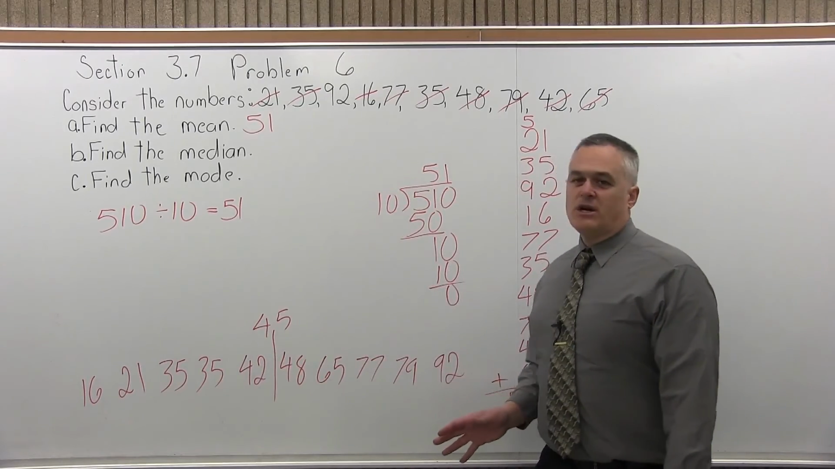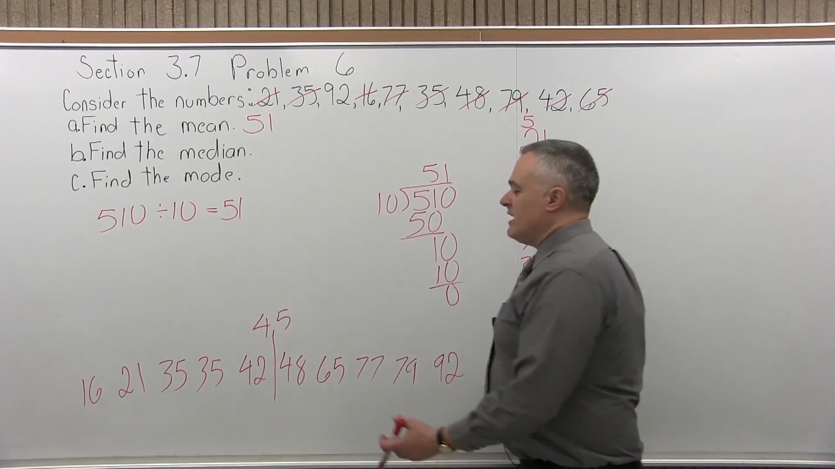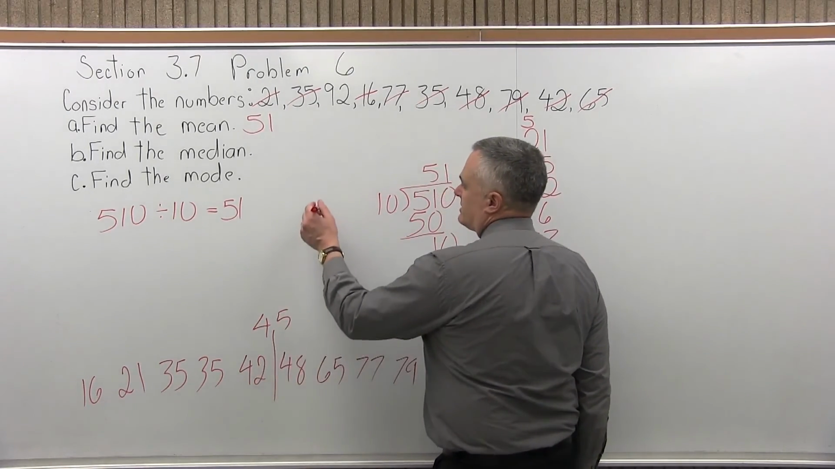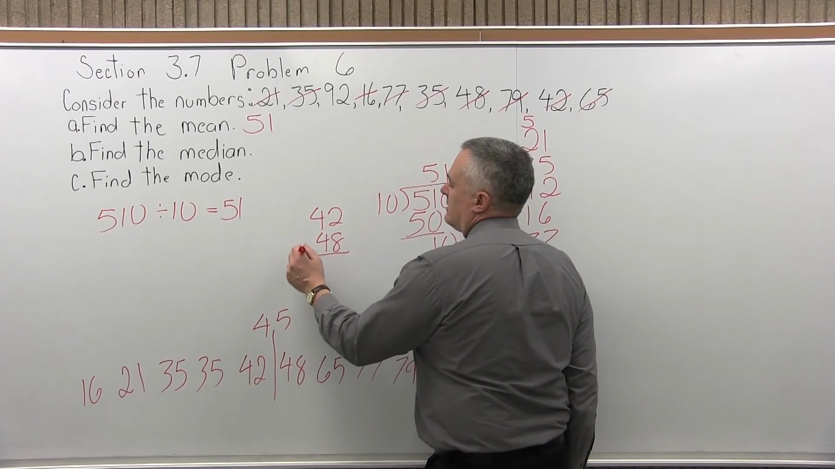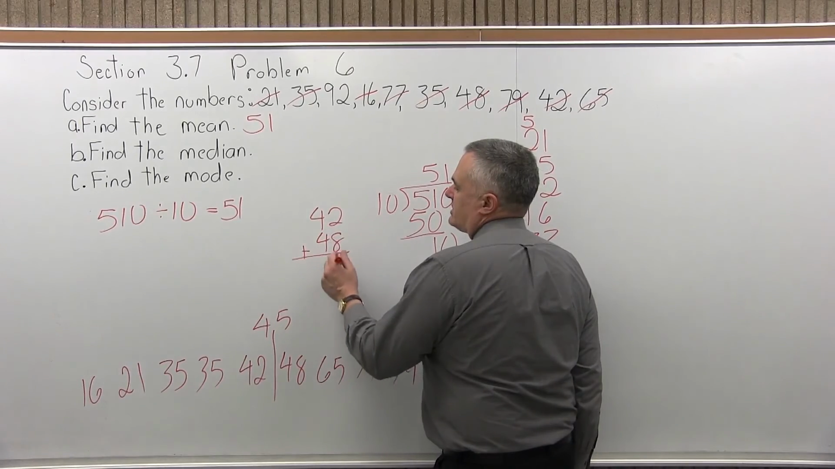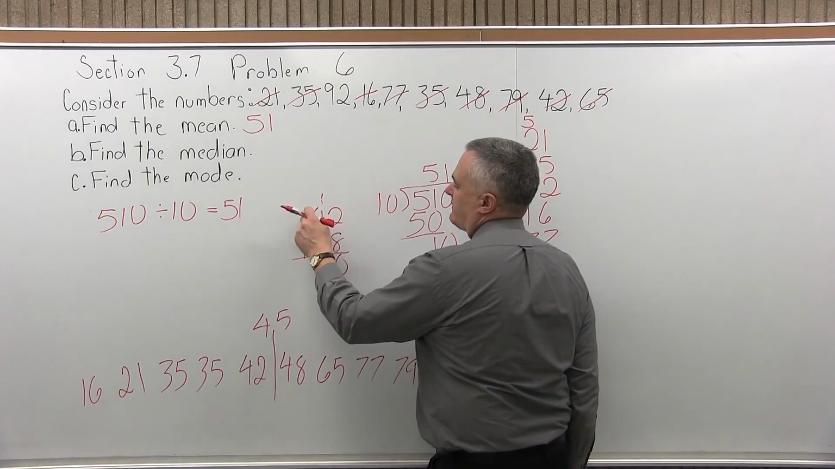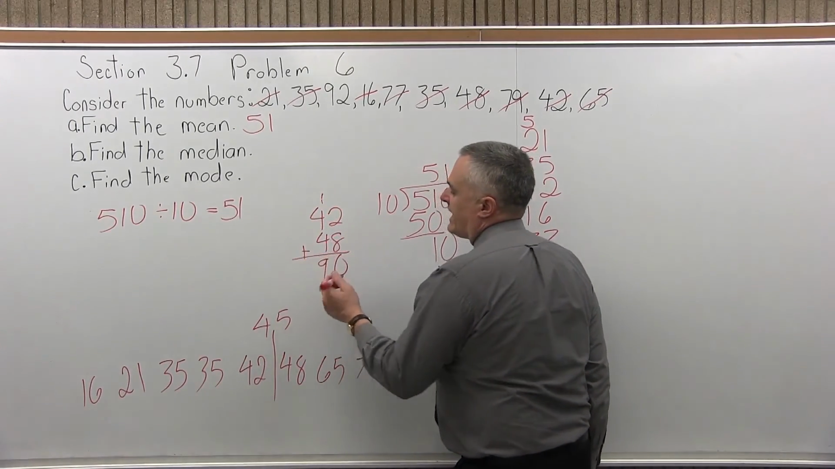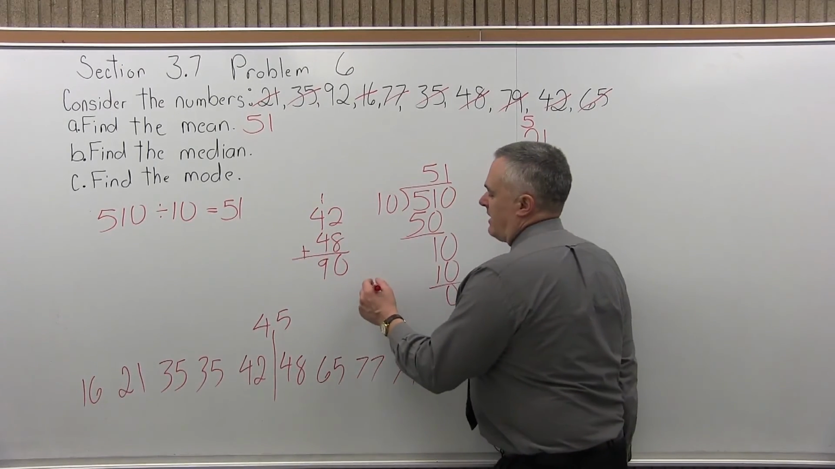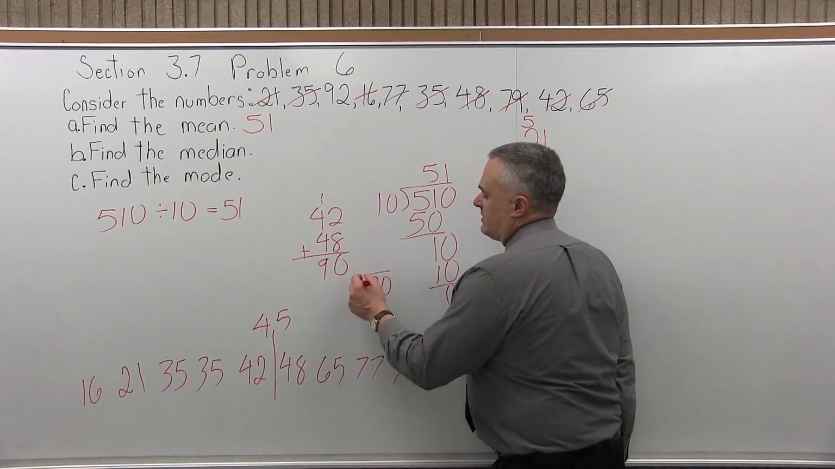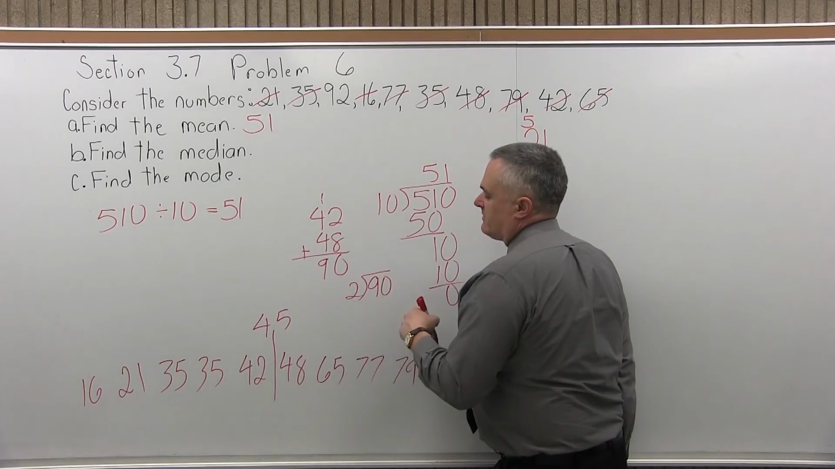Again, if you see that, awesome, you go a little faster. If you don't, just take the middle two numbers, add them together, 42 plus 48. 2 and 8 is 10, put the 0, carry the 1. 1 and 4 is 5, 5 and 4 more is 9, you have 90. Cut it in half. Half of 90, again, I know is 45. If you see that, great. If you don't, just 90 divided by 2.